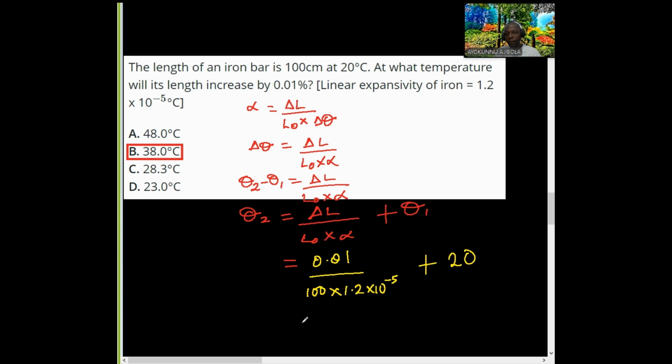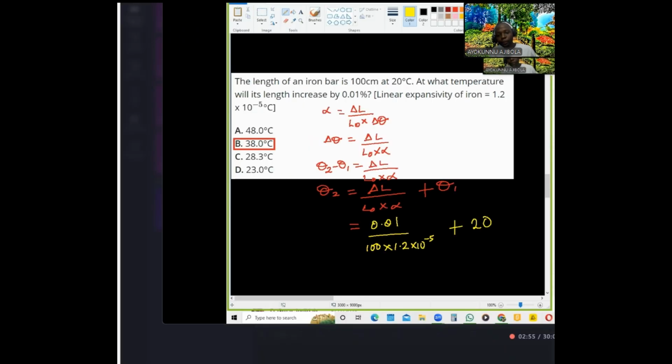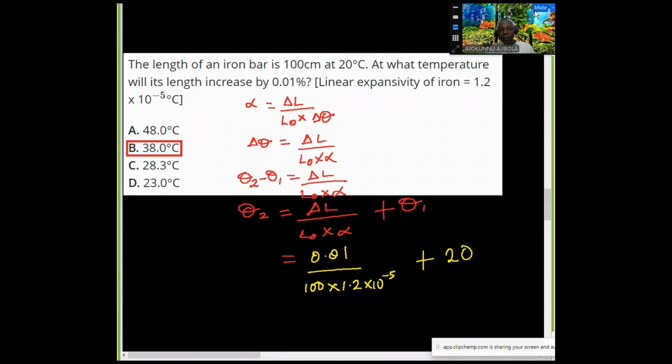Hold on, please. Let me see. Can you hear me now? Yes, sir. Okay, good. I was attending to something shortly. Now, this is what we have, which is just a mathematical expression. Let's do it separately.